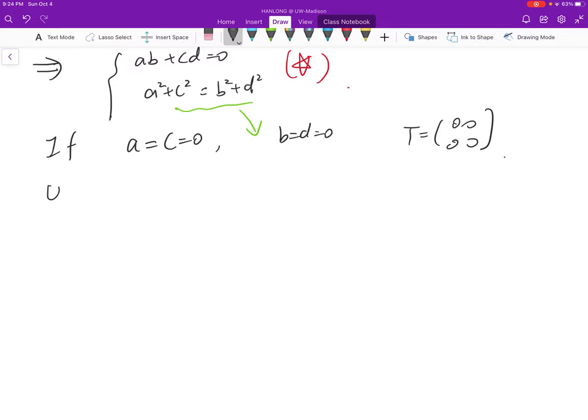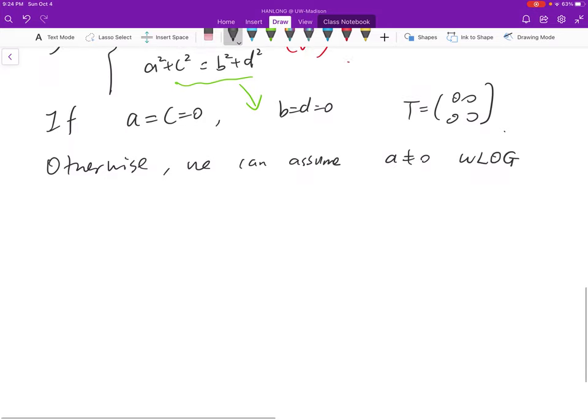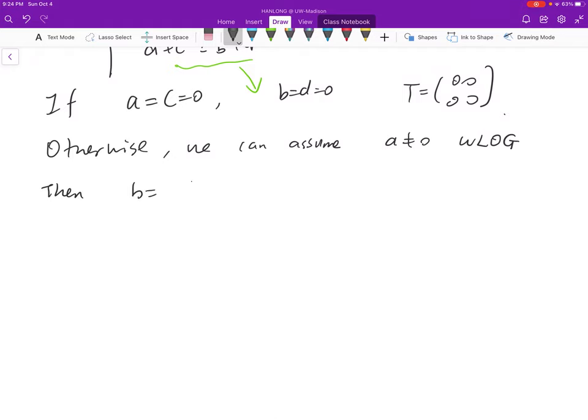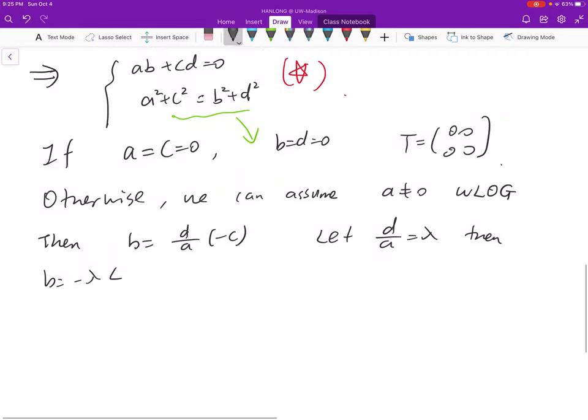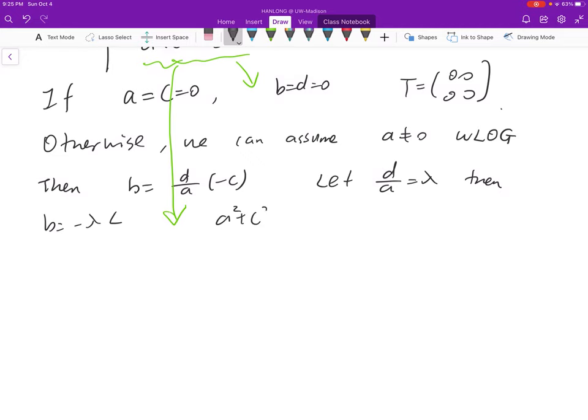Okay, then otherwise, we can assume A is different from zero without loss of generality. Then B is D over A times negative C. So let D over A be lambda, then B is negative lambda C. If you plug into the second one, then you have A squared plus C squared is lambda squared times C squared plus A squared. Since A is different from zero, you can cancel out A squared plus C squared. Then lambda is positive or negative one.